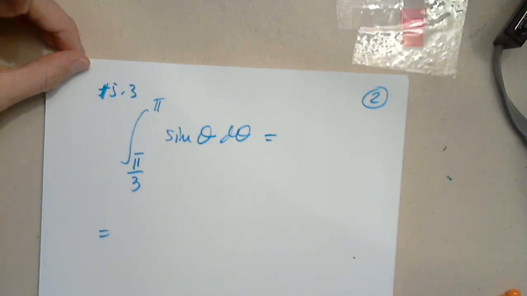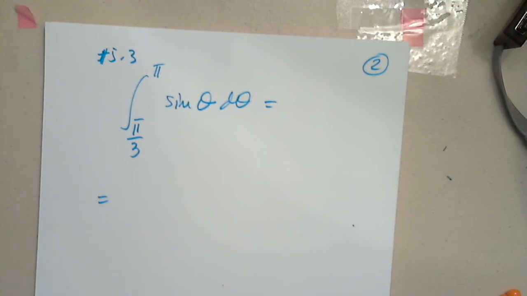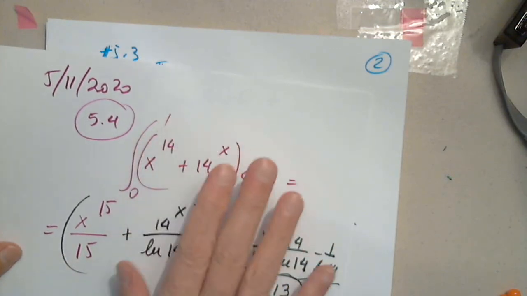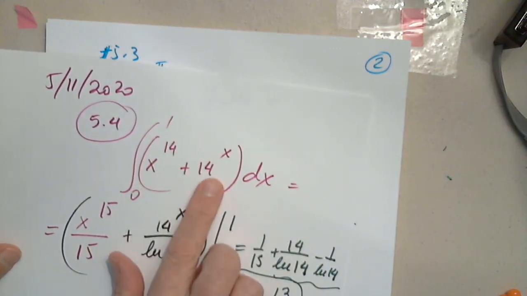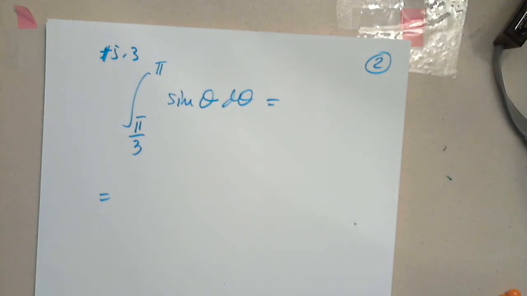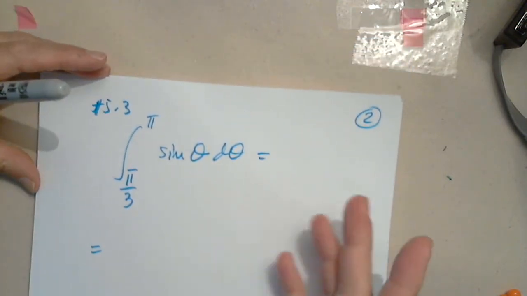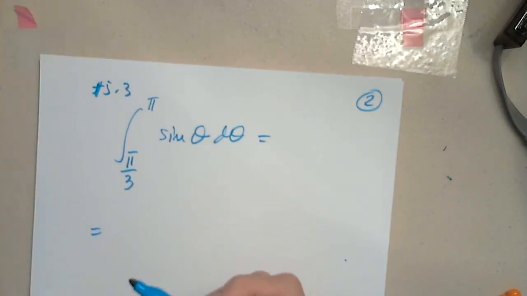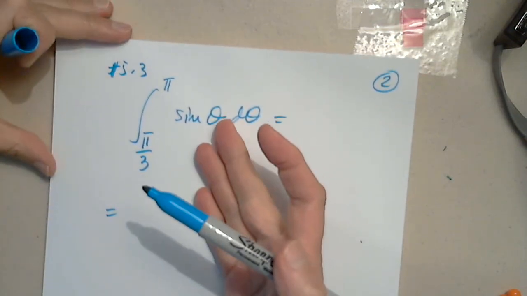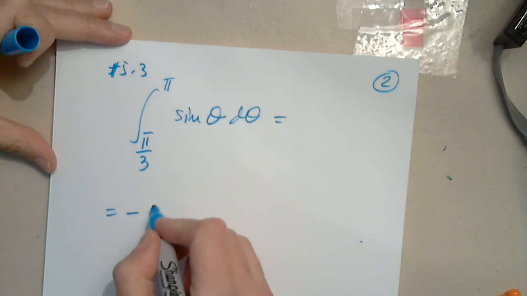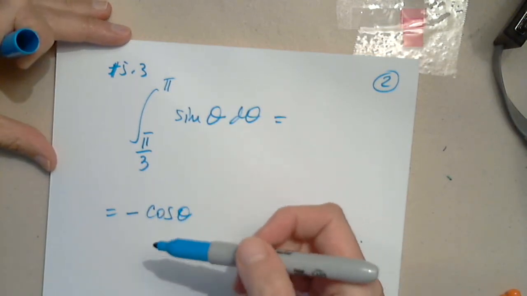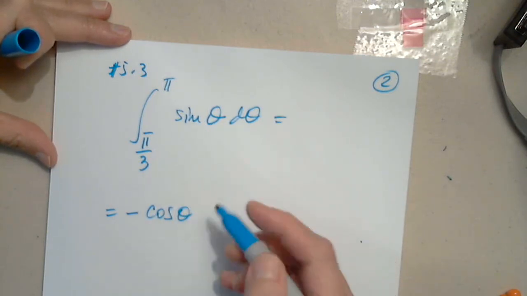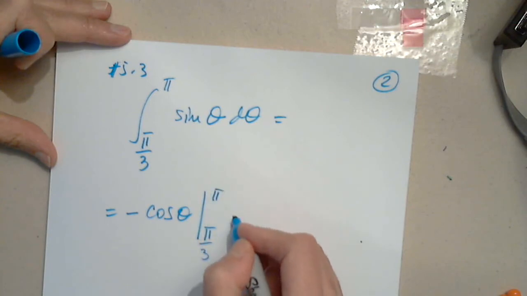Very good. So first of all, is this function continuous? No restrictions. Of course, sine is defined everywhere. Good. So now I have to ask myself which function prime is sine theta? It's negative cosine theta, from pi over 3 to pi.